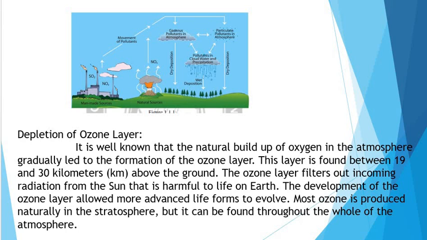The depletion of the ozone layer: it is known as the natural buildup of oxygen in the atmosphere. This gradually led to the formation of the ozone layer. This layer is found between 19 to 30 km above the ground level. The ozone layer filters out incoming radiation from the sun that is harmful to life on the earth. The development of the ozone layer allowed more advanced life forms to evolve. Most ozone is produced naturally in the troposphere, but it can be found throughout the whole of the atmosphere.